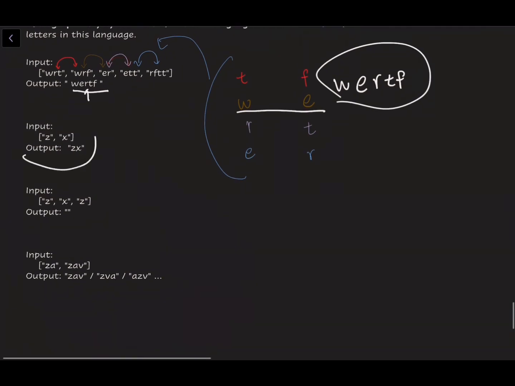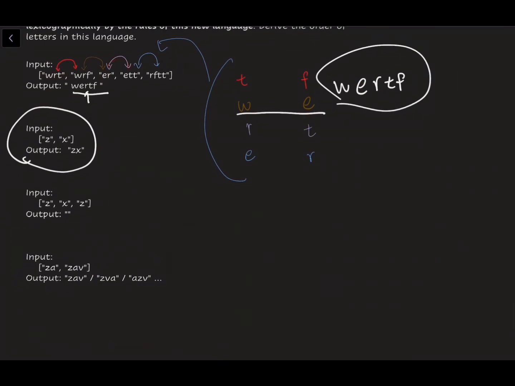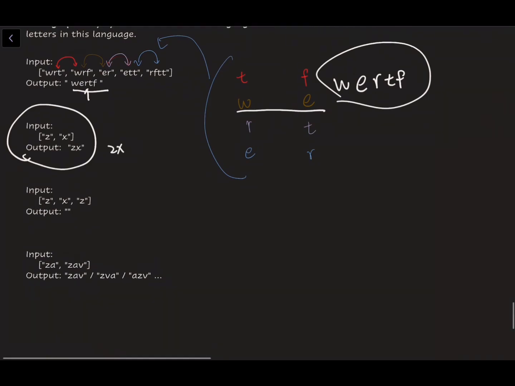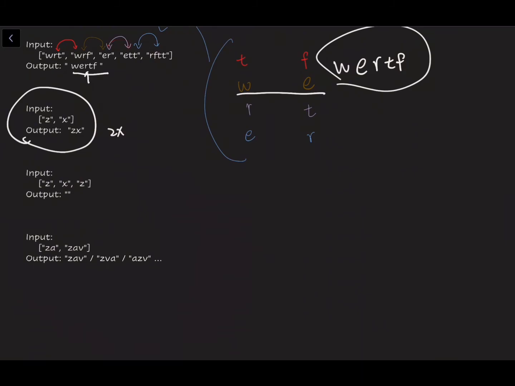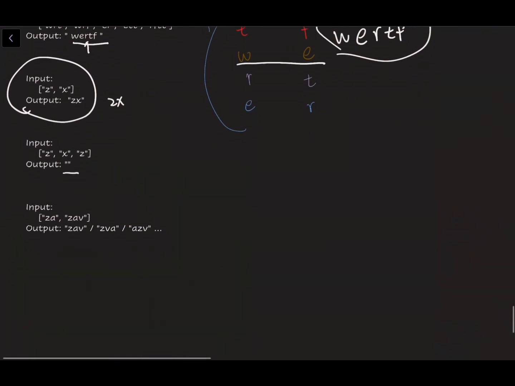And let's look at another example. This one is very simple, because we only have two letters in our dictionary. It's X and Z and X. Z comes before X, so the output is just ZX. And another example here. So from this example, we know Z is before X and X is before Z, which is impossible. So the output is just empty string.